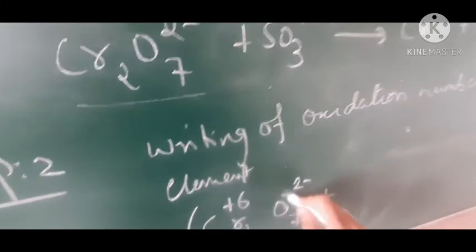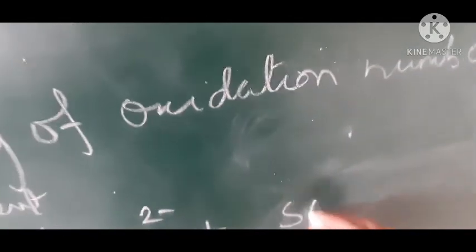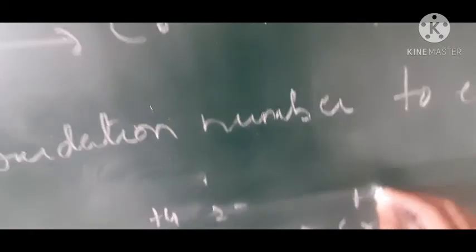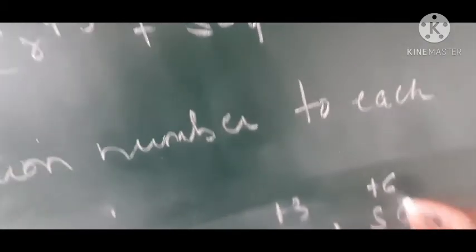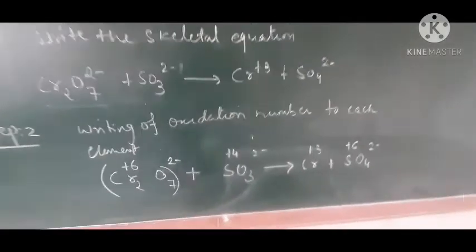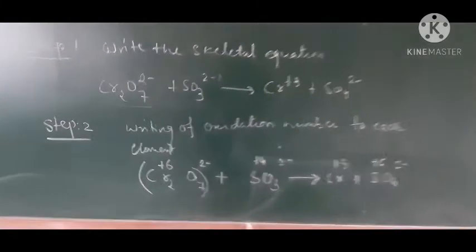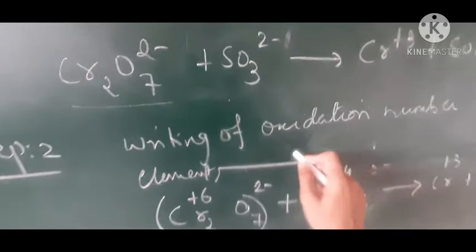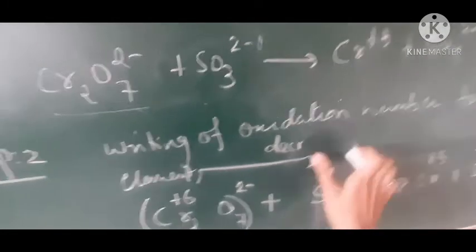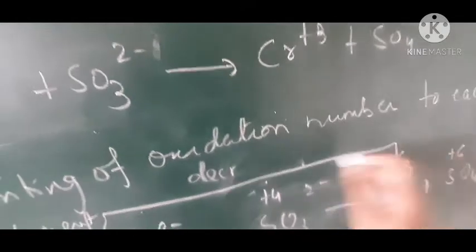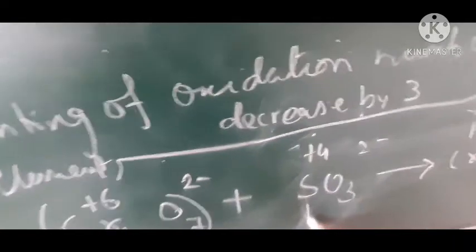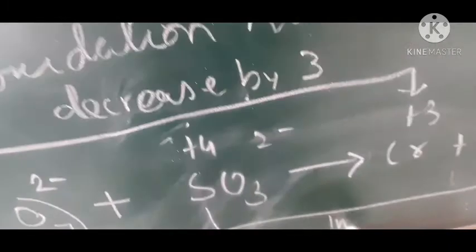Here the overall charge of this is -2. Sulfite ion, where sulfur has the oxidation number +4. Chromium is +3 and sulfur is +6 over here. We don't require the oxidation number for oxygen. So here you can see +6 to +3, it is decreased by 3, and +4 to +6 is increased by 2.